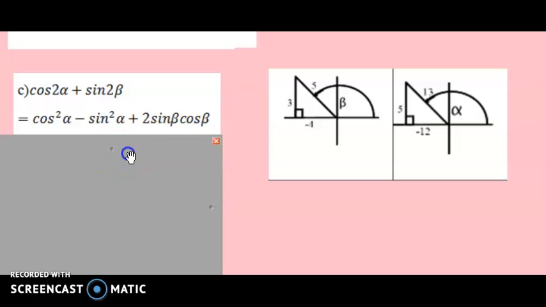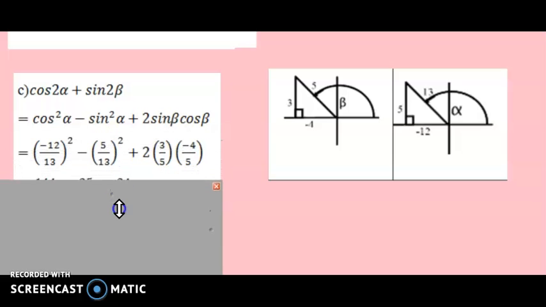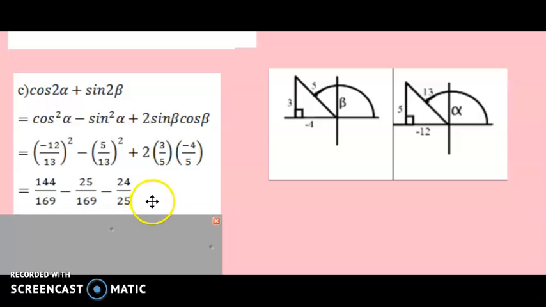So let's look at this answer quickly. Cos square alpha, we go to alpha. Cos is the adjacent over the hypotenuse, negative 12 over 13 squared. It's 144 over 169, positive value. Minus sine square of alpha. Sine square is the opposite side over the hypotenuse, 5 squared. It's 25, 13 squared is 169. So that is minus 25 over 169.